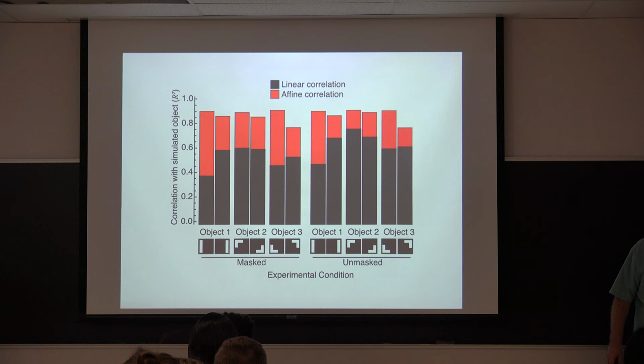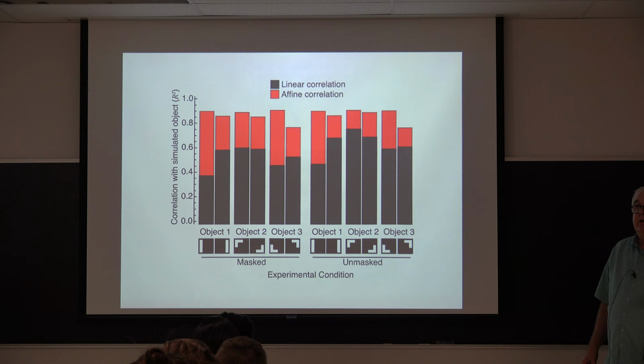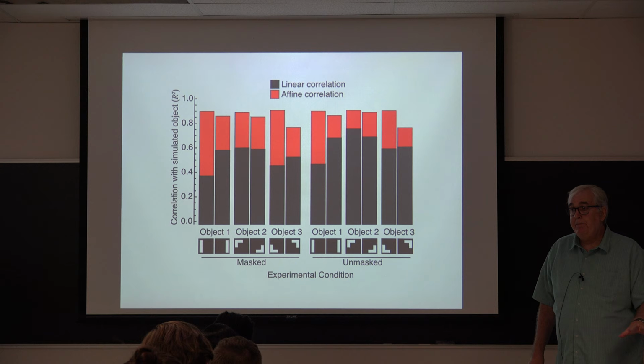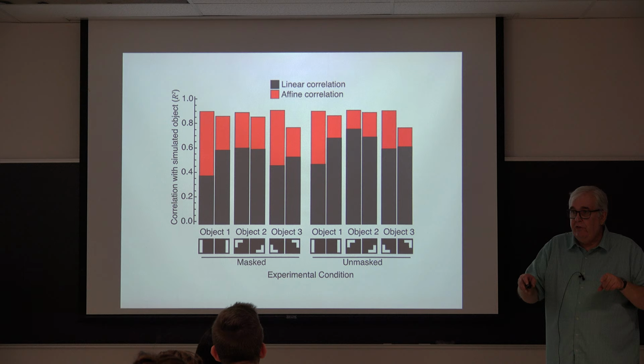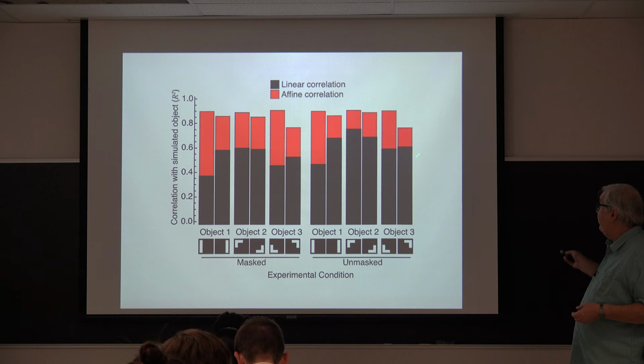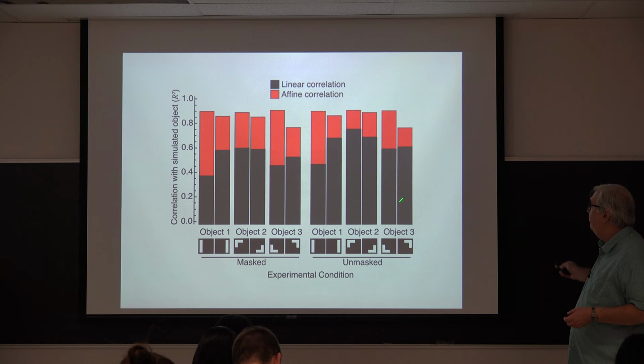And so what these data show are the same analysis we did in the previous experiment. So we're going to subject the data to a linear correlation and an affine correlation. And the difference between those is telling you how much the object has been sheared. And as you see, there's a significant amount of shear here. That's the red. That's the difference between the affine correlation and the linear correlation. These are the different directions of illuminations.